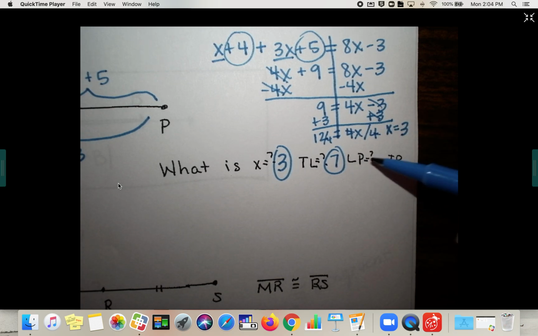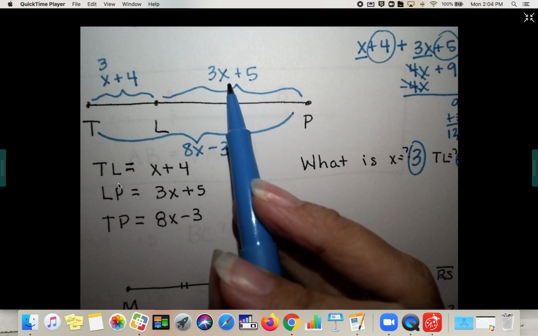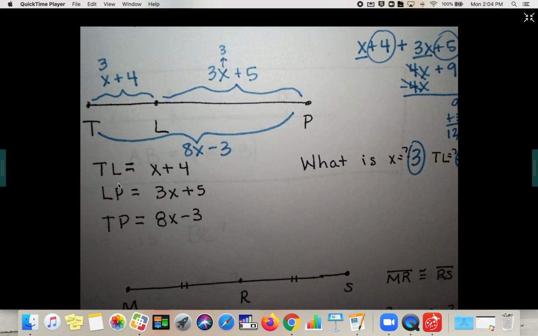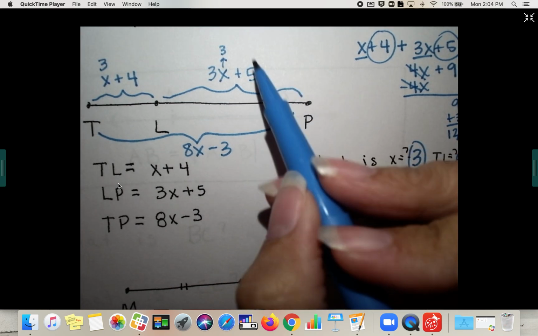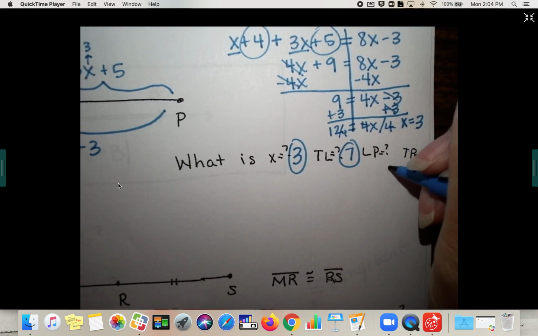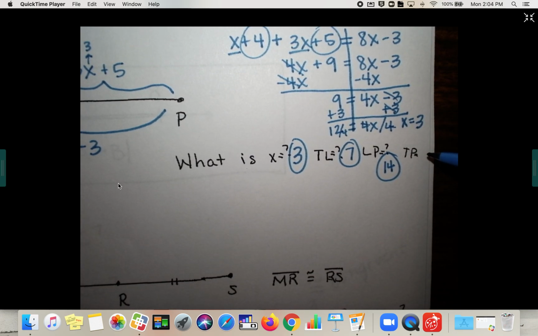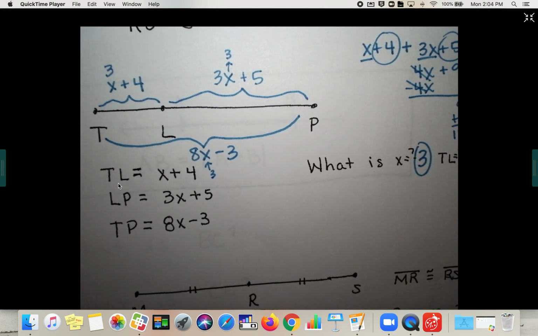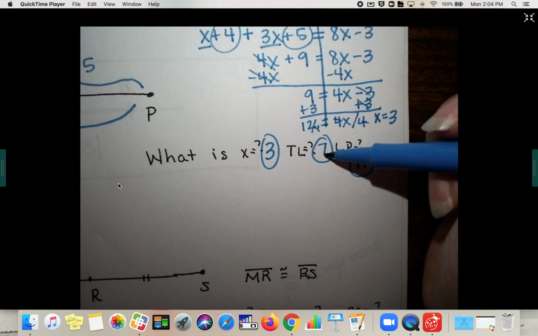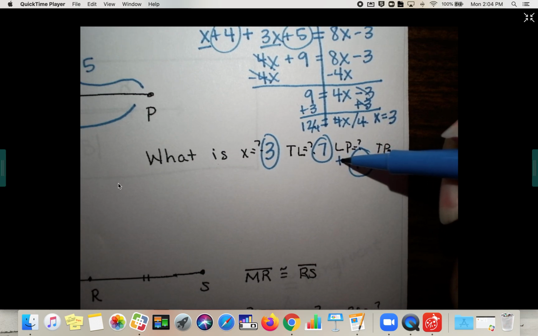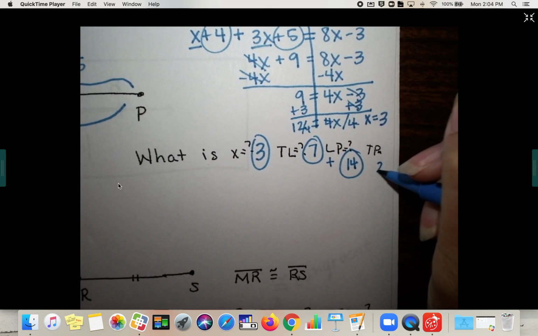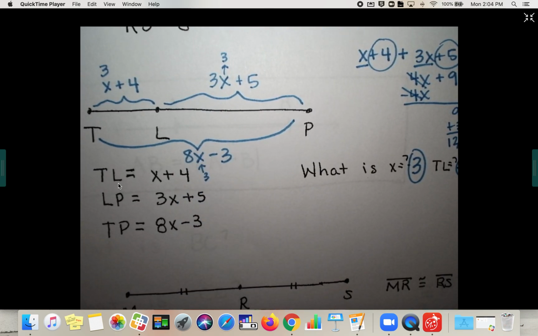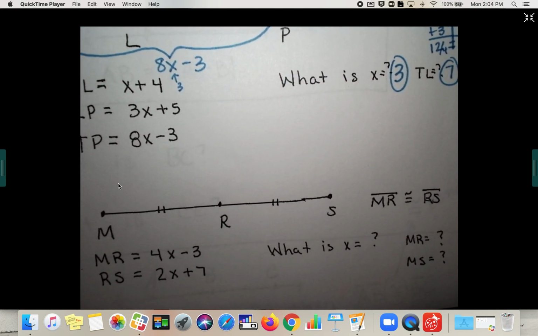All right, LP. If you know that LP was 3 times your x plus 5, and we know that x is 3, then we've got 3 times 3, which is 9, plus 5, which is 14. And then lastly, the whole distance. You could actually go plug in your 3 here and solve it out, or now that we know that TL is 7, LP is 14, you can just add those together to get 21 for the entire distance. And again, if you would plug that in, you should also get 21 as well. Okay.